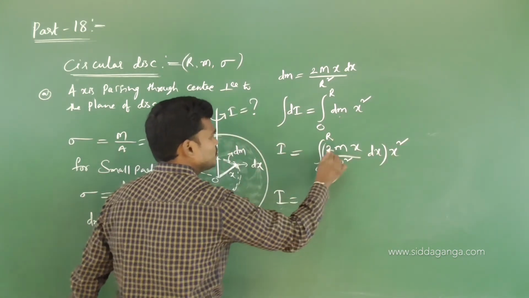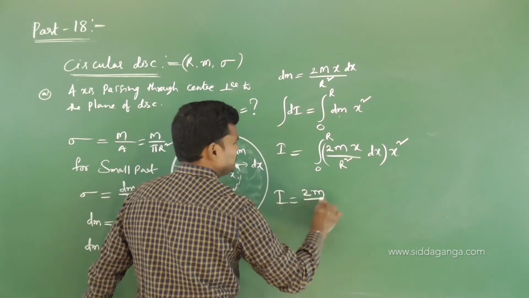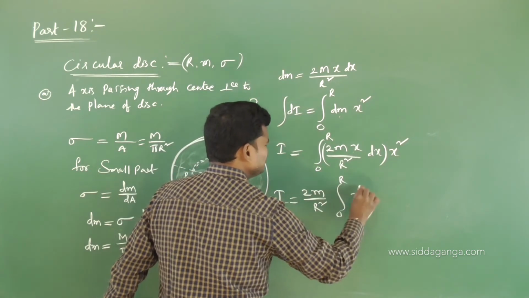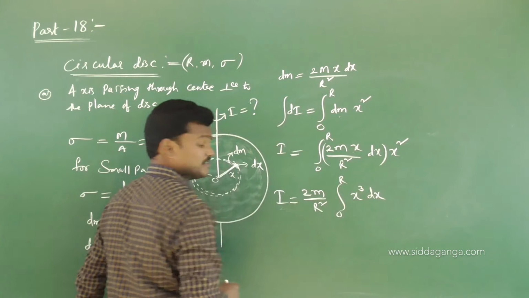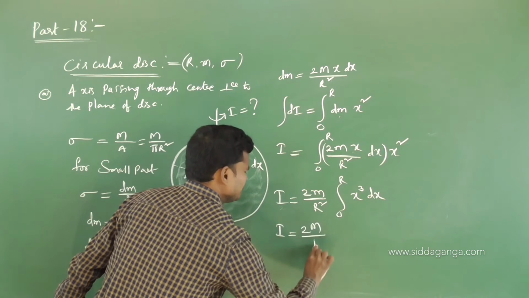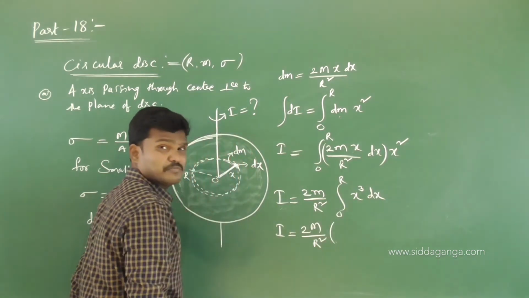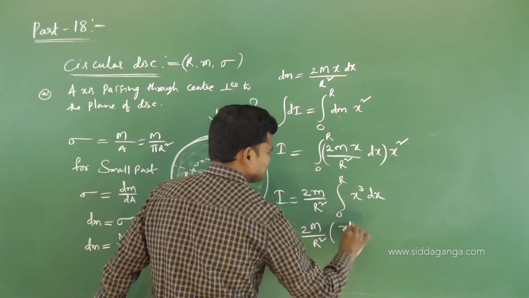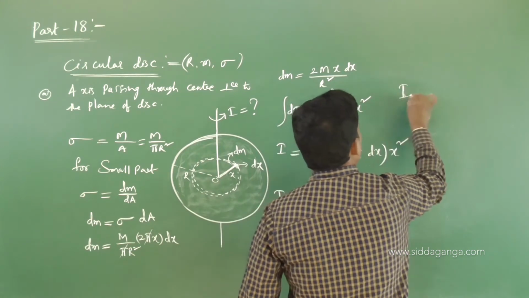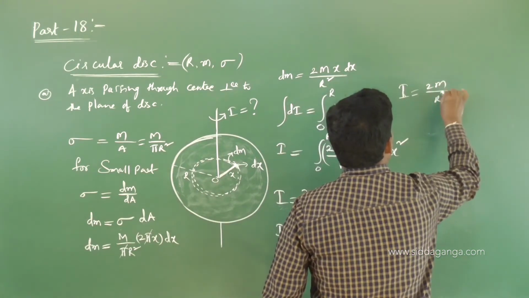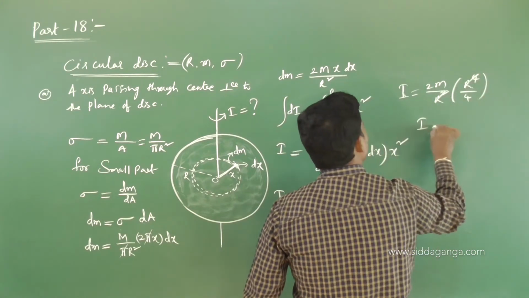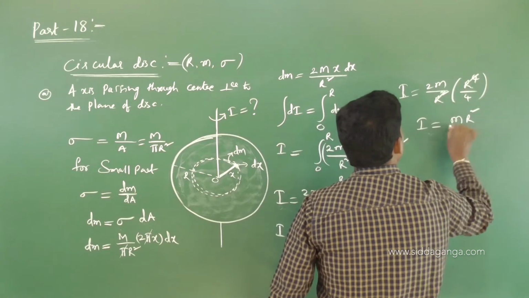So I is equal to 2m by r square, you can take it out, integration of 0 to r, x cube dx. So I is equal to 2m by r square, x cube dx is x power 4 by 4, 0 to r. Now I is equal to 2m by r square, r power 4 by 4. So I is equal to m r square by 2.